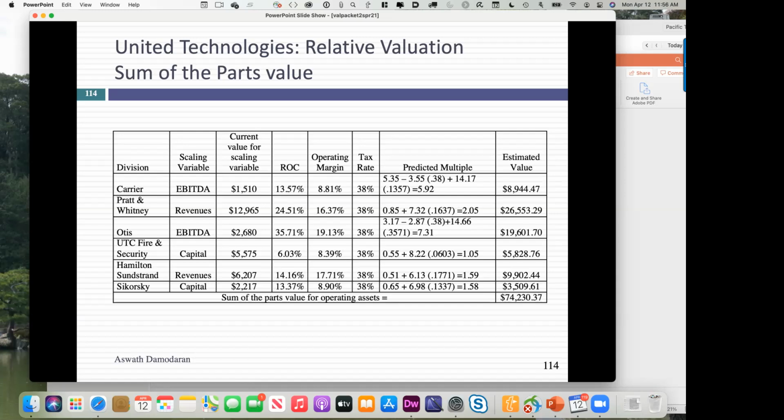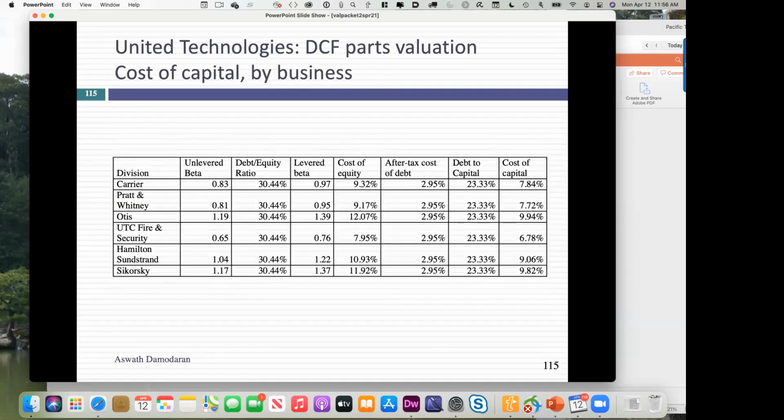But I could do an intrinsic valuation of each piece, right? Remind me again, what do I need to do an intrinsic valuation of each piece? I need to get free cash flows. I need growth rates. I need a cost of capital. So here's what I'm going to do. I'm going to try to do a discounted cash flow valuation of each piece.